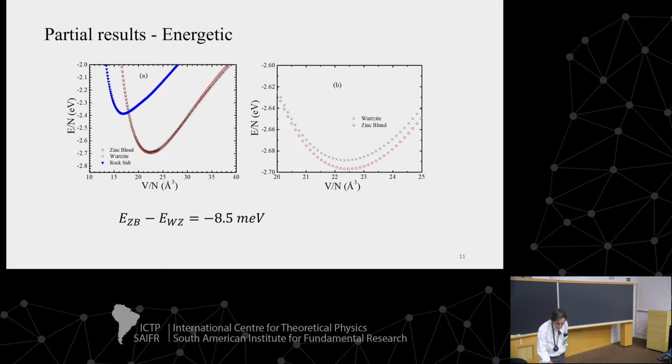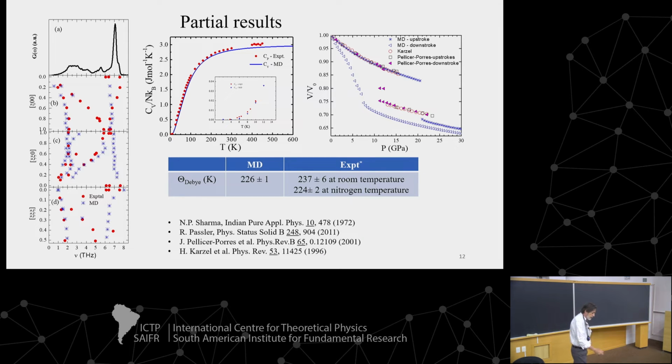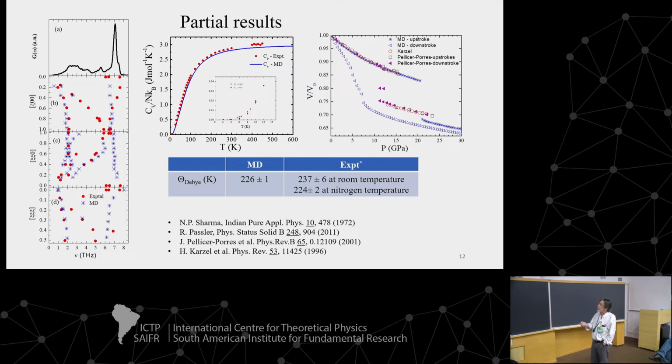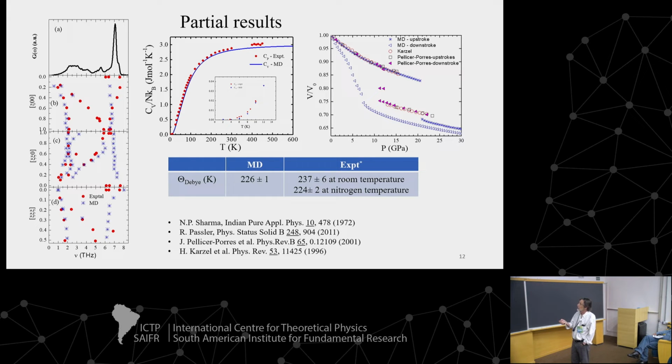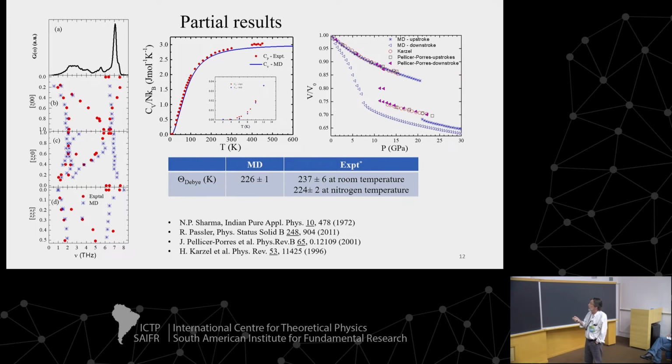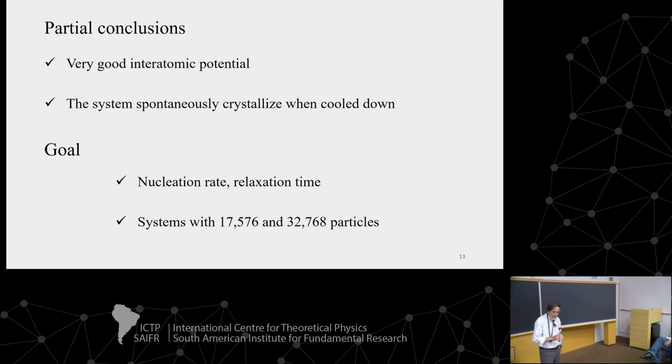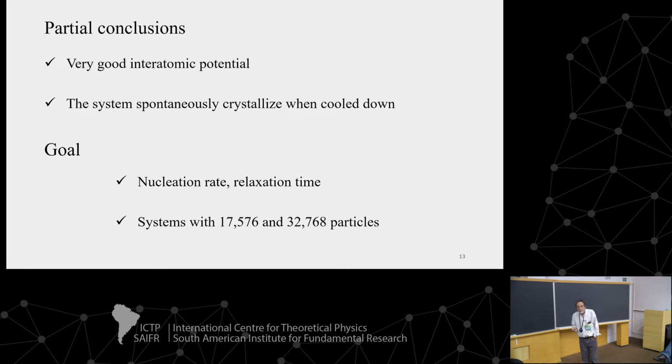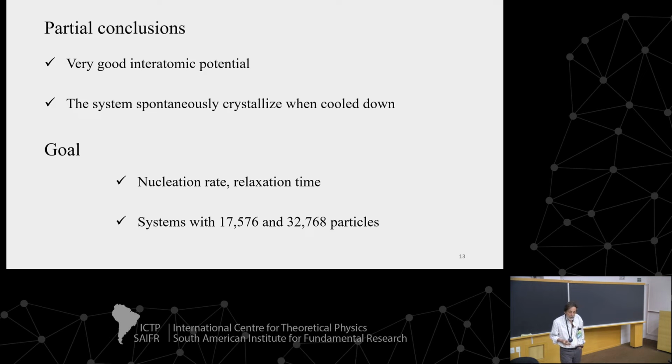To be confident about this potential, we compute extra quantities, for instance, the dispersion relation, vibrational density of states, specific heat, and the compressibility of the material, and compare with several experimental results we found in the literature for this material. The Debye temperature is also in very good agreement. So we have a very good potential that describes several properties of the material. The system also shows spontaneous crystallization. So we are ready to compute the characteristic times we are talking about, nucleation time and relaxation time.